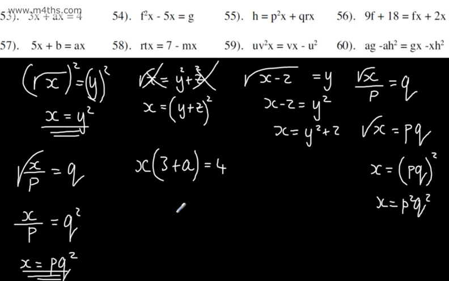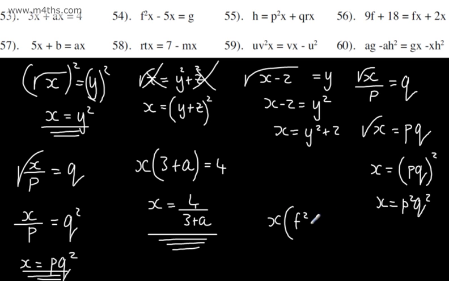At this stage, I can simply write now that if x multiplied by 3 plus a is equal to 4, dividing both sides by the quantity in the bracket, 3 plus a, then x is going to be equal to 4 divided by 3 plus a, or a plus 3. If we look at this one, common to both of these is x. That would have now x, we would have f squared minus 5 is equal to g. Dividing by the content of the bracket, we're going to have g over the quantity f squared minus 5. So we've gone ahead and made that the subject.